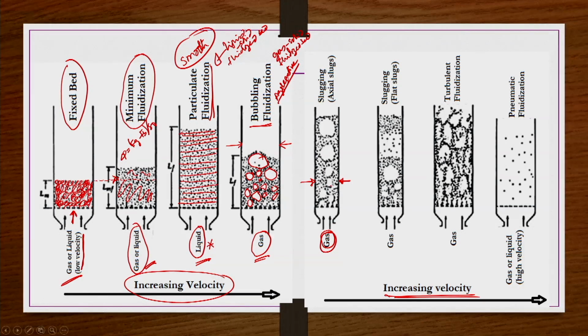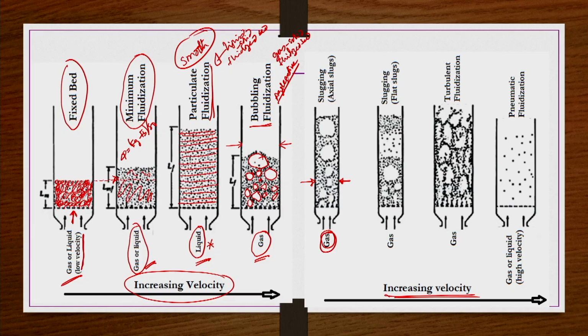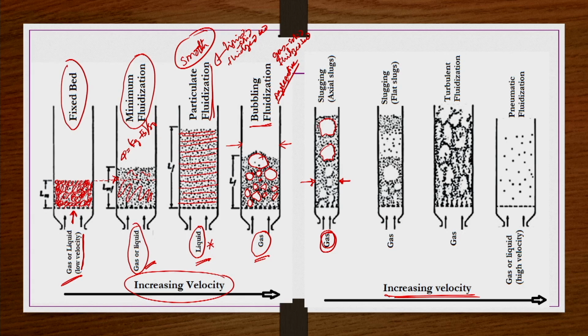If you have a narrow packed column, and the fluid passing through it is a gas with a very high superficial velocity, then most of the cross section of the column may be occupied by slugs. Initially bubbles are formed. These bubbles come together and form bigger slugs, and these bigger slugs become so big that they almost occupy the entire cross section of the bed column, leaving only little space for the particles here, like this.